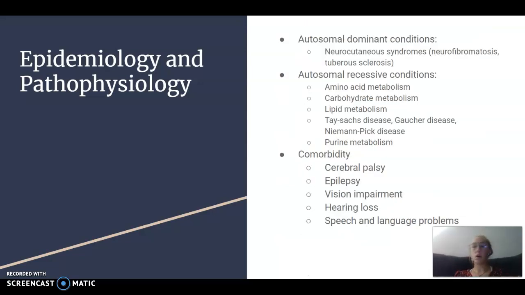Intellectual disabilities can be autosomal dominant or autosomal recessive conditions. Dominant just means that a single copy of the disease-associated mutation is enough to cause the disease. In contrast, a recessive disorder is one where two copies of the mutation are needed. Some examples for the dominant would be neurocutaneous syndromes, and for the recessive, amino acid metabolism disorders, Tay-Sachs disease, etc. It is very common to have comorbidities with intellectual disability. Some include cerebral palsy, epilepsy, vision and hearing problems, as well as speech and language problems, and many others.